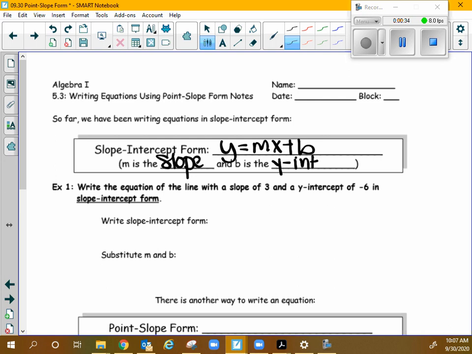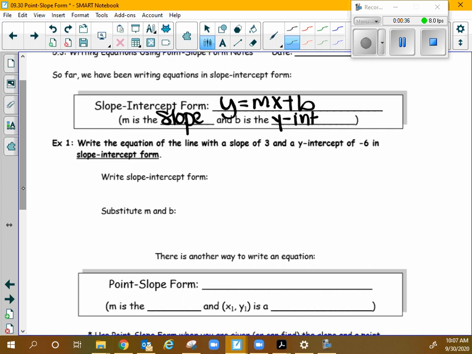So if I'm given a slope of 3 and a y-intercept of -6, and I substitute, what's my new equation? 3x minus 6. If they all could be that easy, right? Okay, y equals 3x minus 6. But there's another way. There's actually 2 other ways.